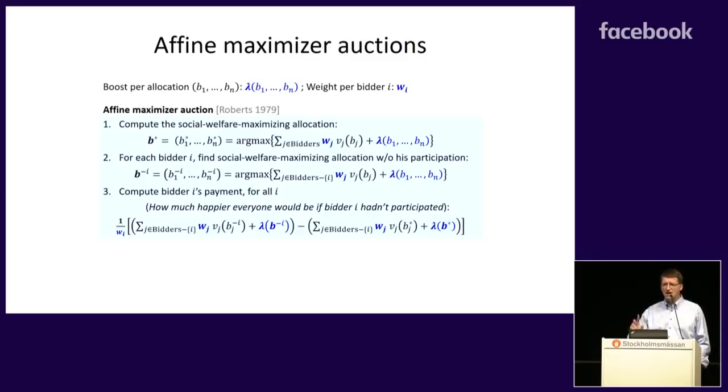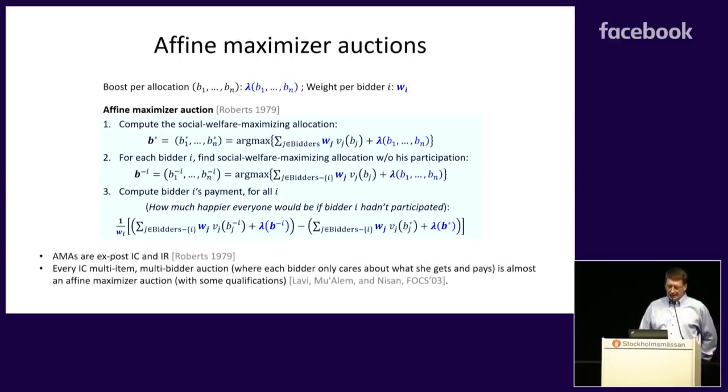So if you think about the pattern that I suggested, this gives us a class where we have the good IC and IR properties, and now we can just tweak the parameters so as to increase revenue. So this is one of the parametric classes we optimize over. Now, what Roberts showed is that in a setting of an allocational auction, where the bidders don't just care about what they get, but also potentially what the other bidders get.